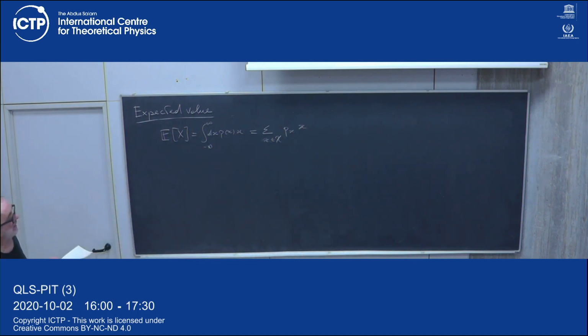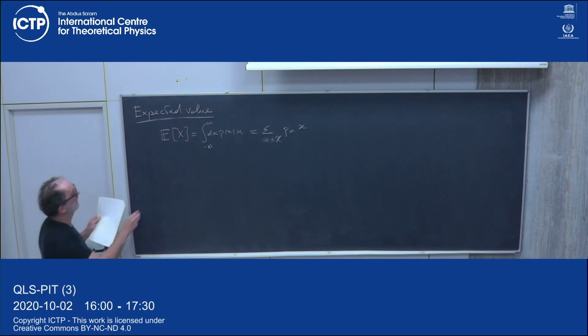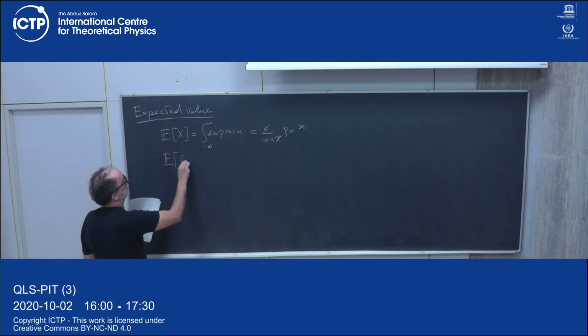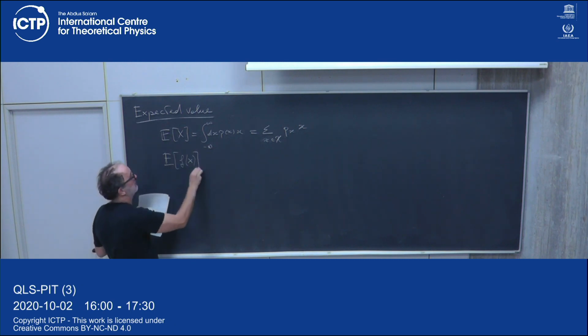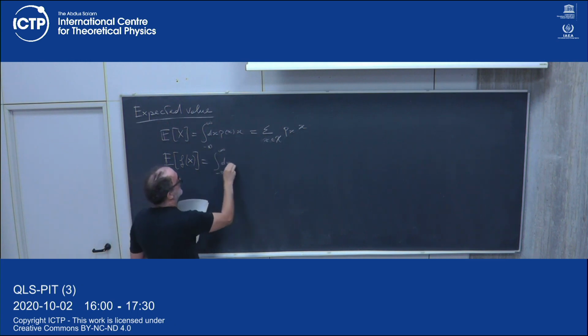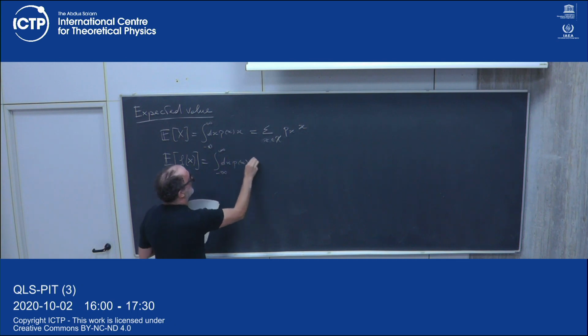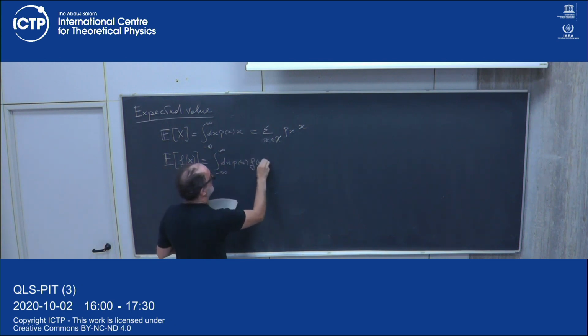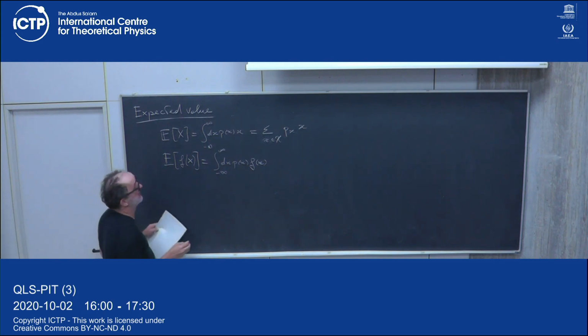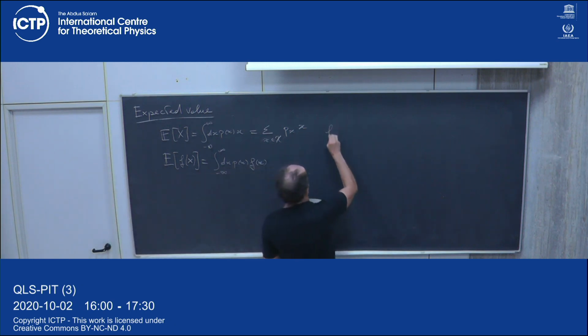Okay, and of course you can define the expected value for any function of a random variable, and this would be just the integral dx of p of x times f of x. Okay, and very good. So in particular, the expected value is a linear operator.